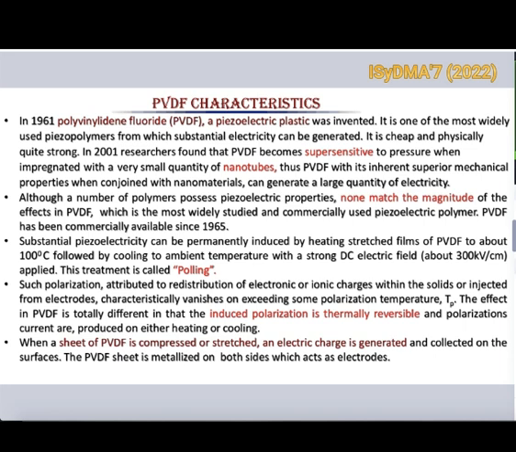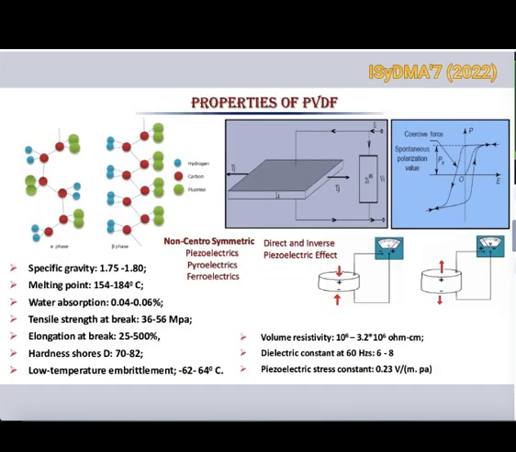In 2001, researchers found that PVDF becomes super sensitive to pressure when impregnated with small quantities of carbon nanotubes. So by integration of nanomaterial and PVDF, you could make inherently superior mechanical and obviously energy harvesting applications. So we use that as well, and it can be poled, and such polarization typically is attributed to the redistribution of electronic or ionic charges within the solid or injected from electrodes. Sometimes you could also make it thermally reversible in PVDF, and polarization currents are produced by heating and/or by cooling. So in the following slide, you will see some of the configurations which we are using for energy harvesting applications.